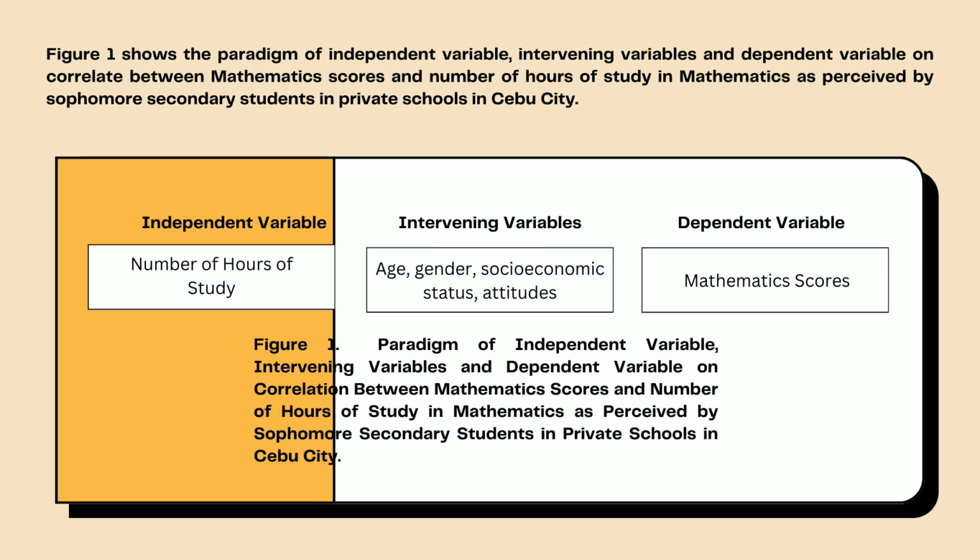So, ato ang independent variable which is ang number of hours of study. Then, ang intervening variables kay age, gender, socioeconomic status, and attitudes. Then, ang dependent variable which is ang mathematics scores.